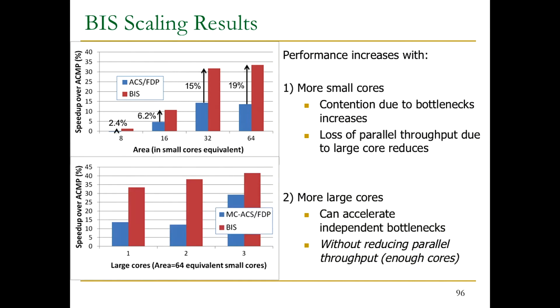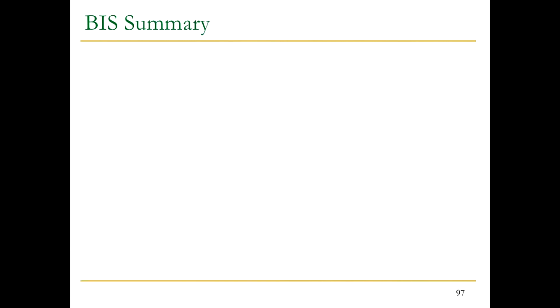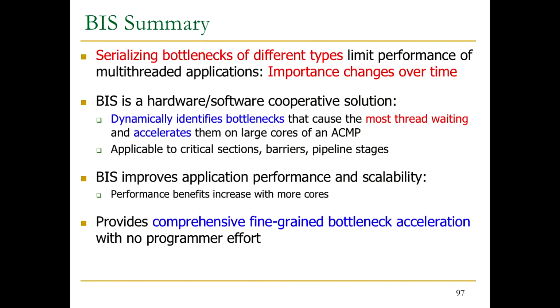And if you actually have more large cores, you can now accelerate independent bottlenecks without reducing parallel throughput, because hopefully you need to have enough cores. So you get performance improvement, but it's not as high as adding more cores. Okay, you can look at the paper for more detail. Okay, we've covered all of this.